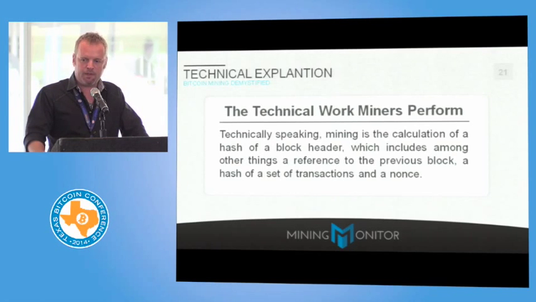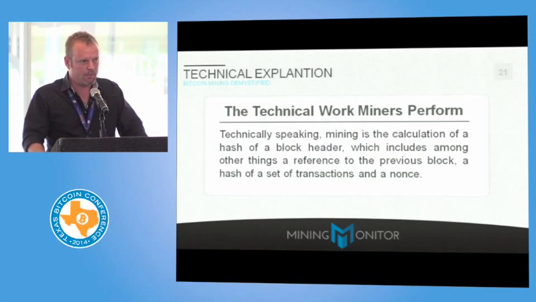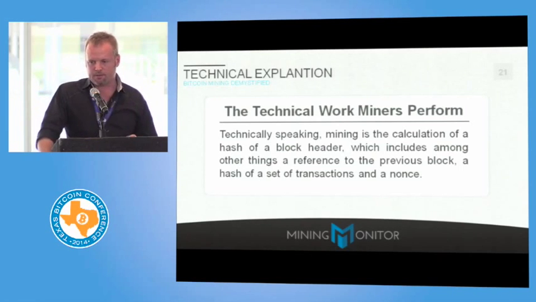Technically speaking, mining is the calculation of a hash of a block header. And we'll look at one, which includes, among other things, a reference to the previous block, a hash of a set of transactions, and a nonce. So this is the real work when you ask, okay, what is the actual calculation that a miner is doing? It's calculating a hash of a block header.